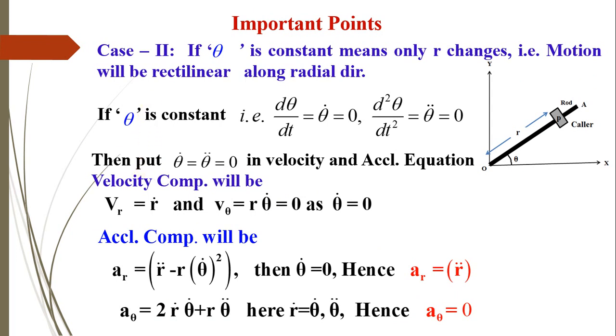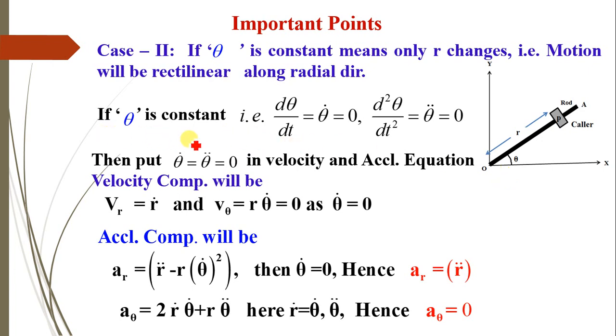Then case number 2: if theta is constant, only r changes, that is, the motion will be rectilinear along the radial direction. Here you can see that this rod is at a constant angle of inclination theta, but the collar changes the radial distance r. It means theta is constant, but the collar is moving along this rod and the radial distance will go on changing. So this is the type of rectilinear motion along the radial direction.